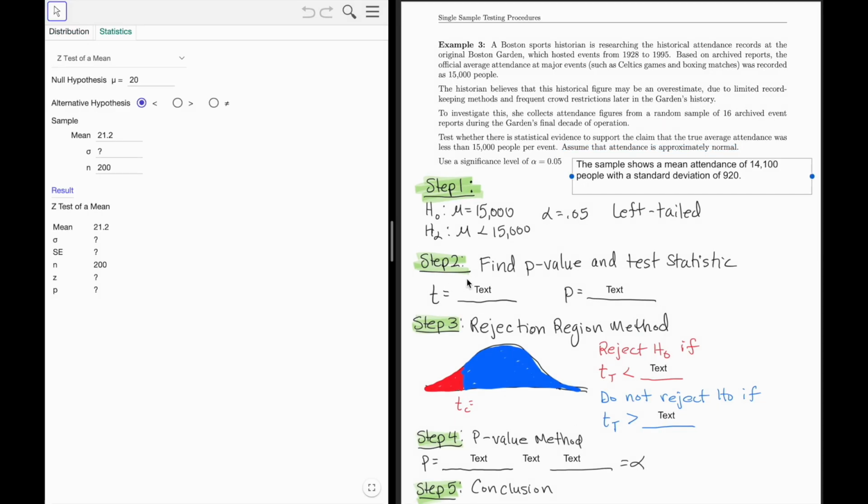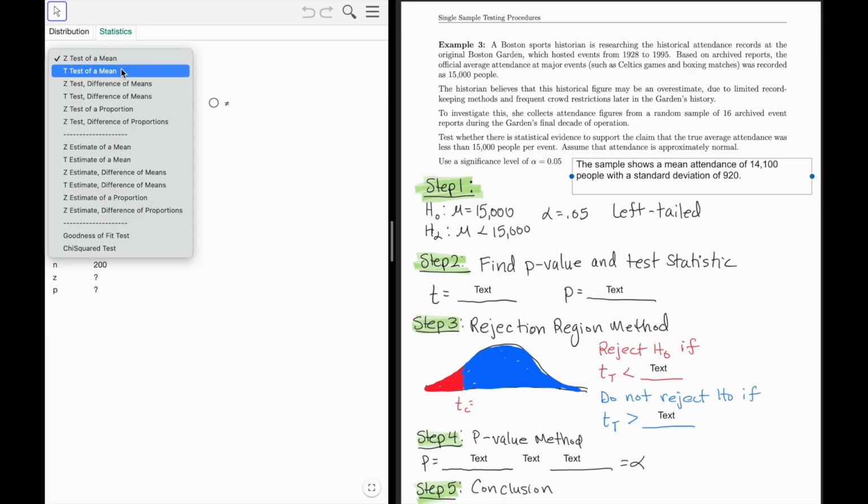Now in step 2, I realized that I missed in the context of the problem the information about the sample. So I paused the video and I added that in with this text box, but you should have the correct draft in front of you that has been updated with that information. All right, so to complete step 2, we're going to use the student t-distribution and a t-test, and we need to find the p-value and the test statistic. So we're going to choose t-test for mean.